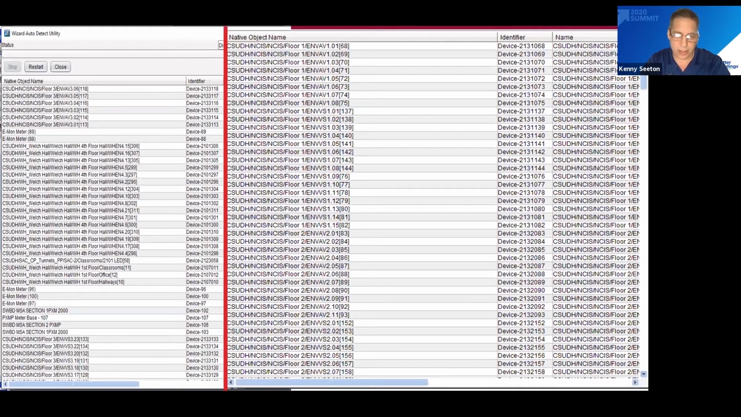We do a BACnet device search. The system goes out there, scours a network, and finds every BACnet point. You see at the top, it has these CSU, DH, NCIS, and so on. Those are the Enlighted points if the zone is on or off. Then we have a couple of electric meters, and demons. Then we have some more lights, more meters, Shark meters, sensors, that kind of stuff.